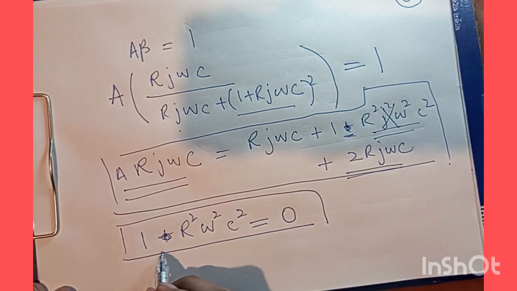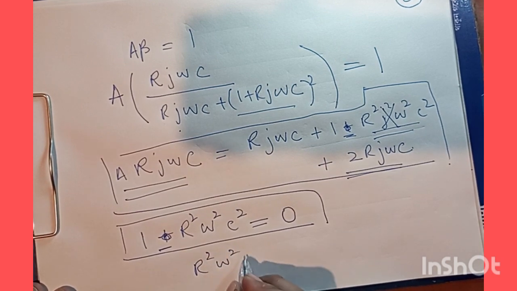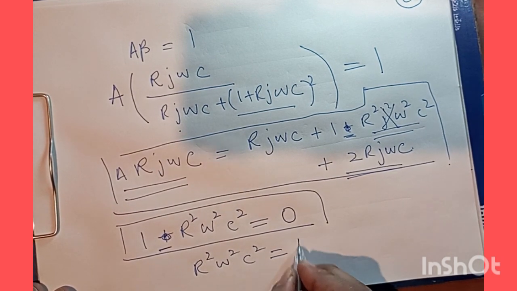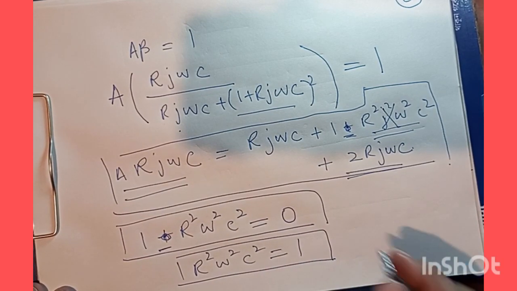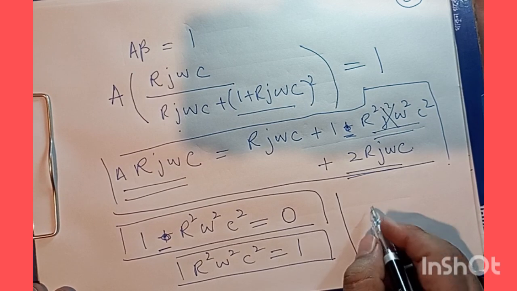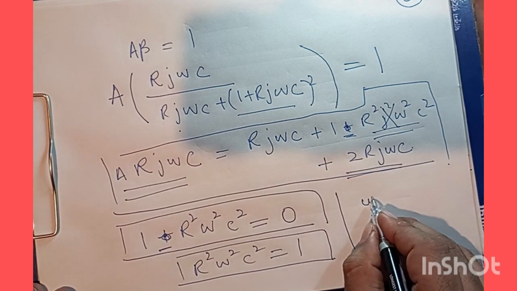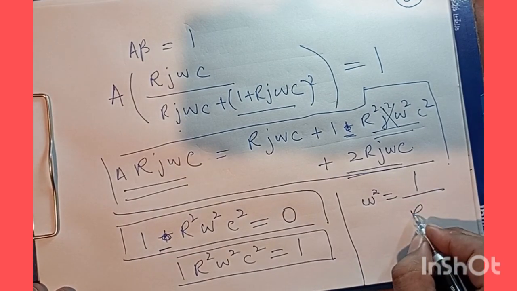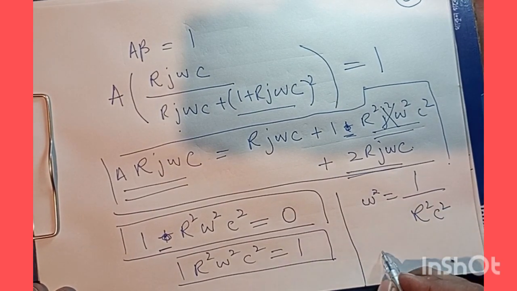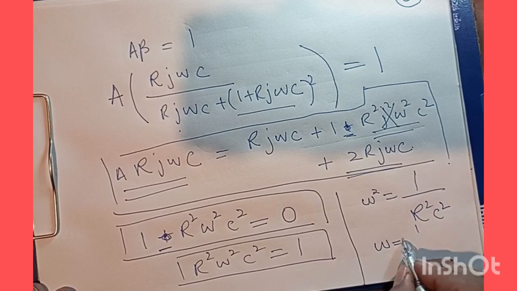It is not plus here, it is minus. So r square omega square c square will be equal to 1. Now can we proceed from here? I think we can. We can calculate the frequency of oscillation. This is omega square is 1 by r square c square. So omega will be 1 by under root of rc.